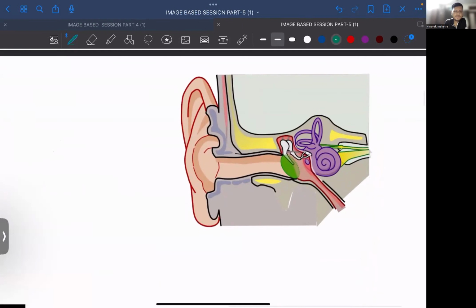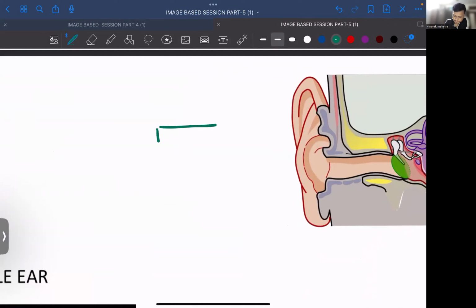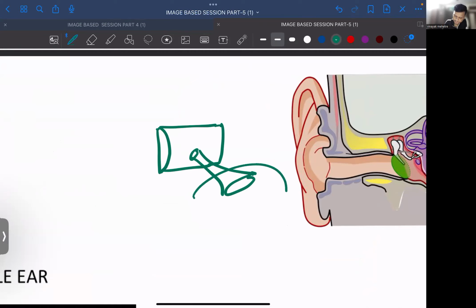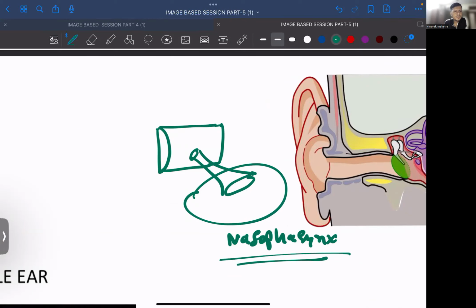Why have I given you the history of URTI only? See, our middle ear is connected with a tube, the eustachian tube. Where does this eustachian tube open? It opens in the nasopharynx, right? Sore throat. What happens from here? The organisms from the upper respiratory tract infection will go inside and come into the middle ear.